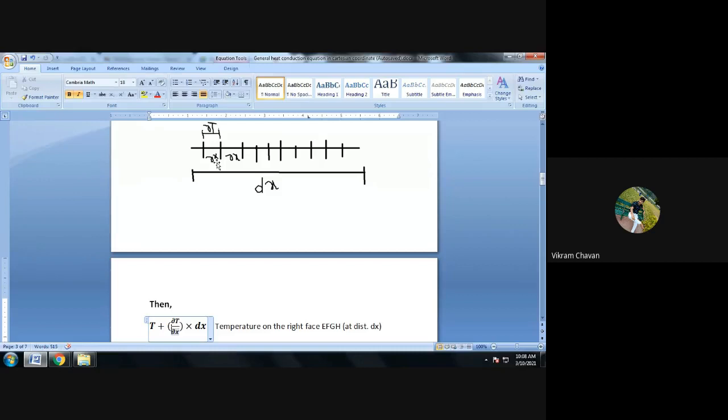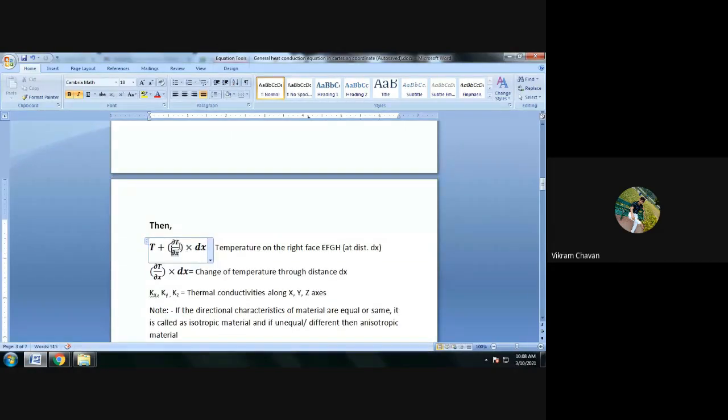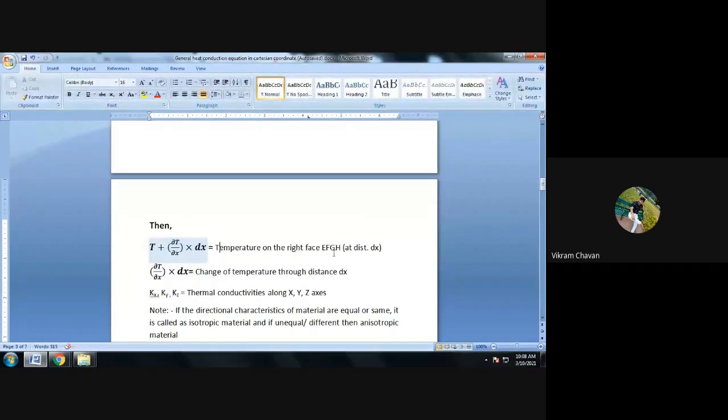So if you want to find out the temperature change for a total length of 10 centimeters, in that case we have to multiply by dx the ∂T/∂x. That will provide you the total temperature change over the length dx. So T plus ∂T/∂x multiplied by dx will provide you the temperature on the right face EFGH at distance dx.